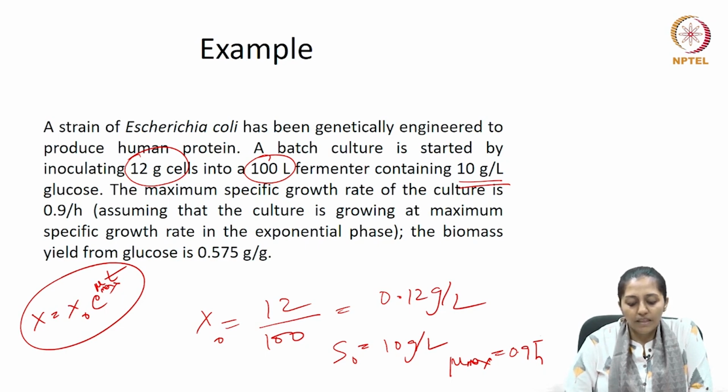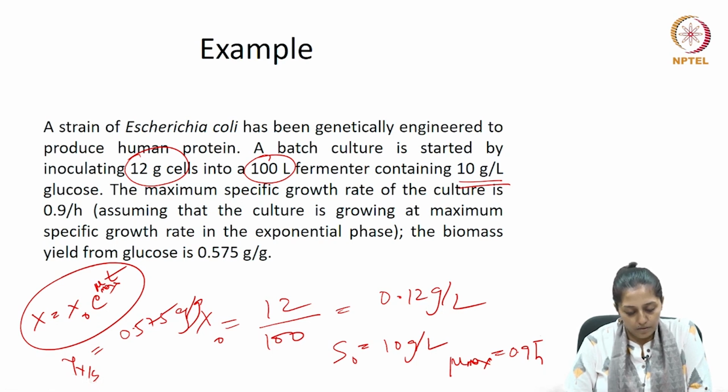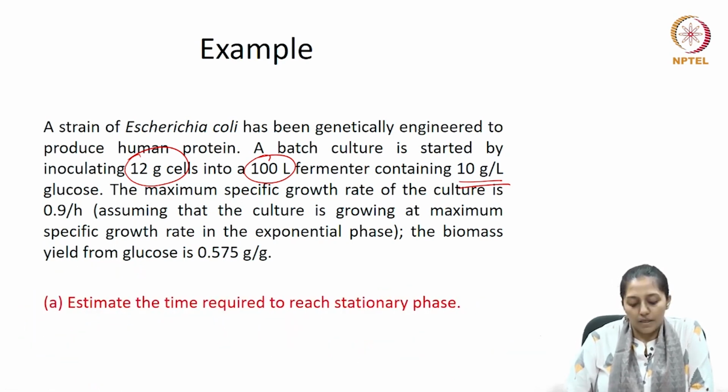The biomass yield from the glucose, which means Yx by S, is given as 0.575 grams per gram of glucose consumed. Okay. They are asking us to calculate the time required to reach the stationary phase.